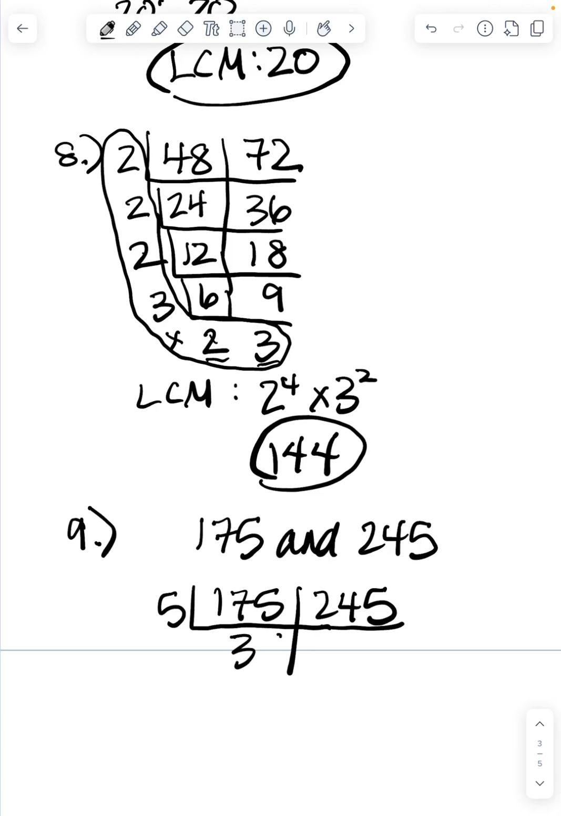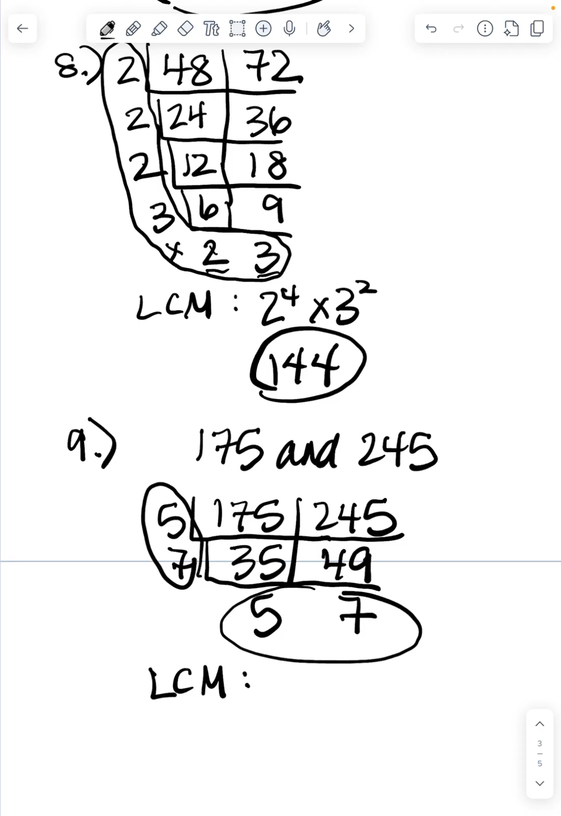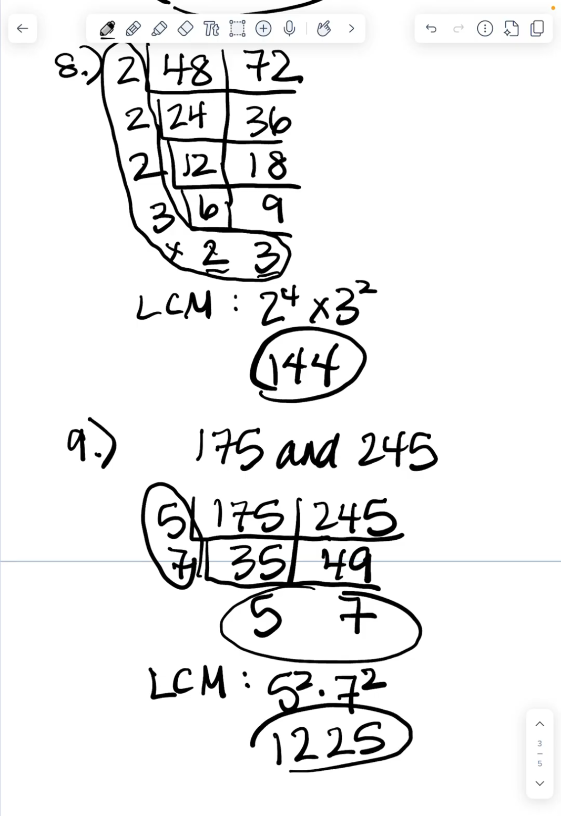$175 divided by 5 is 35, and 245 divided by 5 is 49. I can tell right now I'm going to be taking a 7 out of that. That's going to leave me with a 5 and a 7. So for the LCM, you take these on the side and also these across the bottom. So we have 5 squared times 7 squared, which is going to give me an LCM of 1,225.